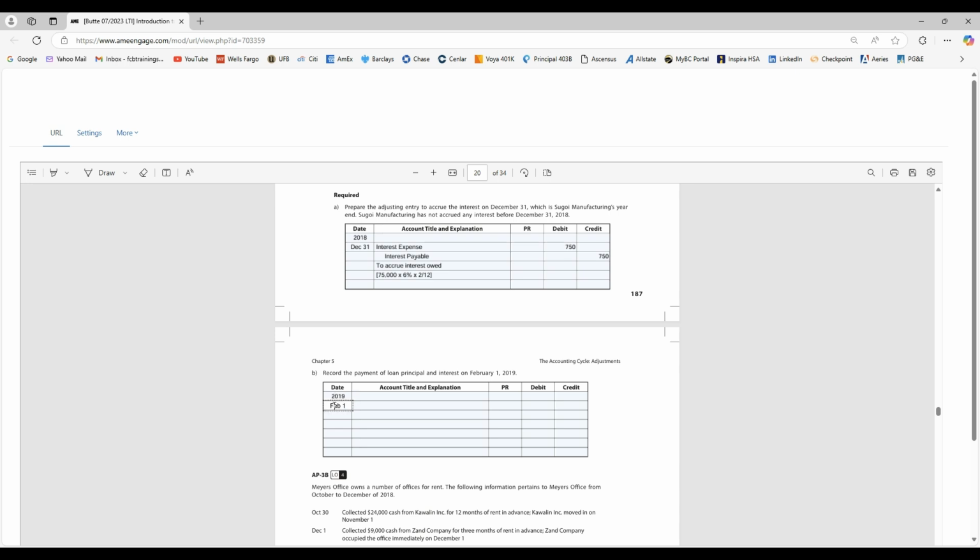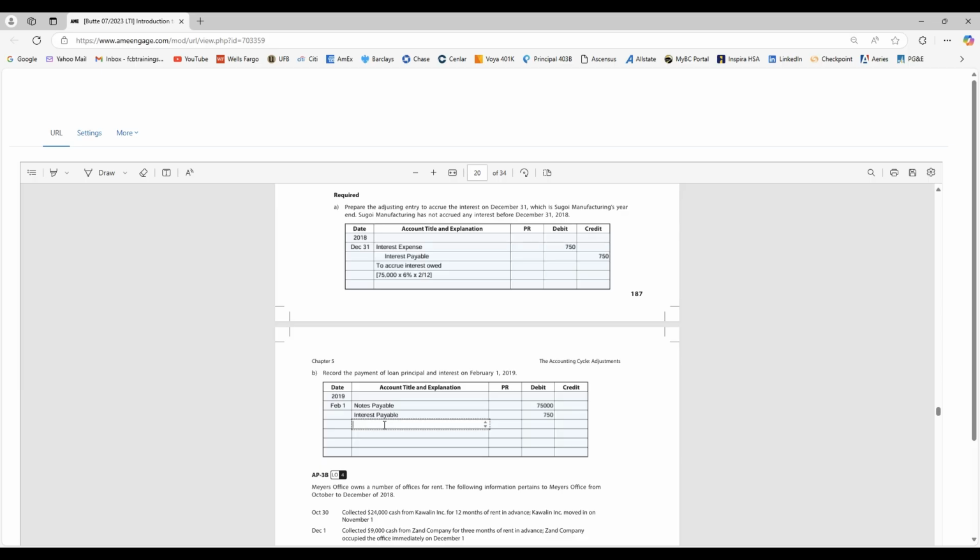So we'll put our date in. And then in this entry, the first thing we want to make sure we do is record the payback of the full amount of the loan. So that's the principal, the $75,000, that gets paid back. The second piece is the interest payable that we recorded in our previous entry at year end of the prior year. So that's $750. When we make this cash payment, we want to clear out that payable that we owe for the portion of the interest expense in 2018.